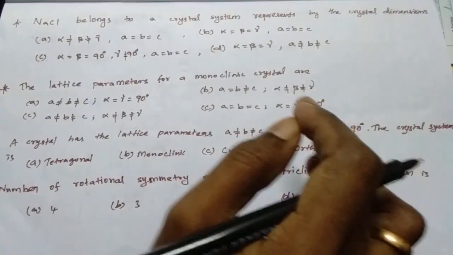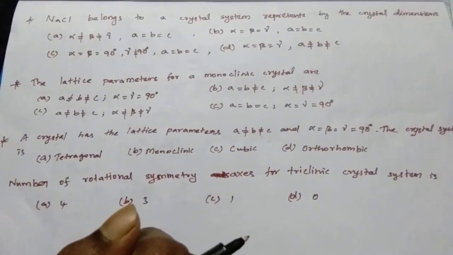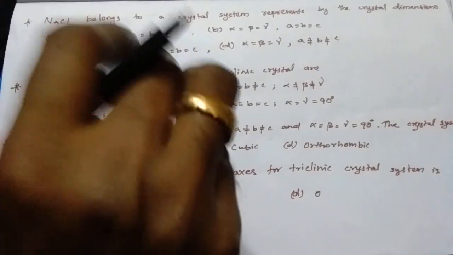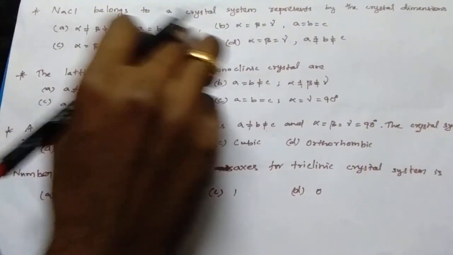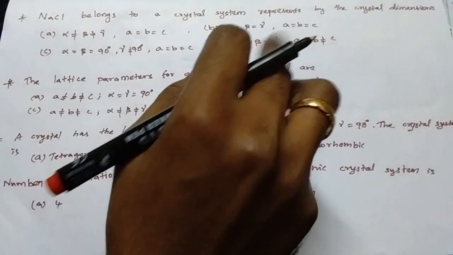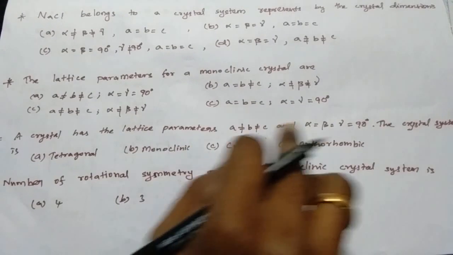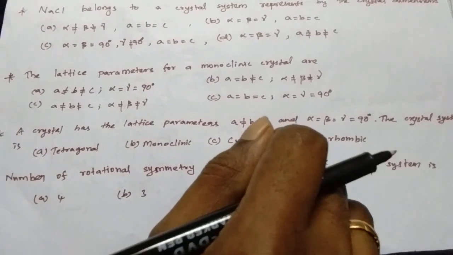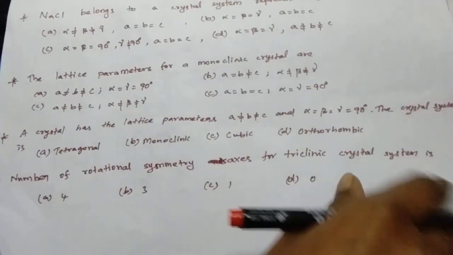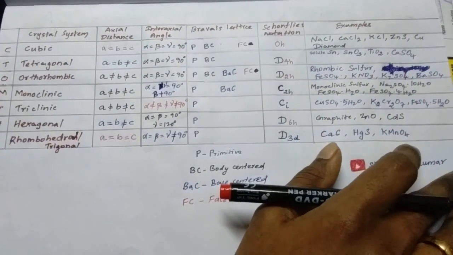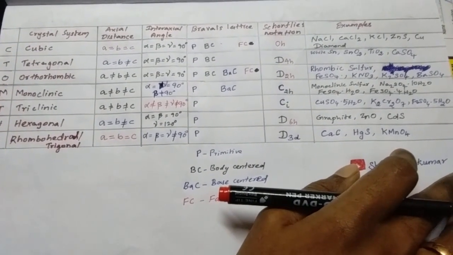These questions were asked previously in various examinations. Look at these questions. If you memorize the types of crystal systems and their parameters like distance, angle, and interaxial angle, you can answer these questions. I will show you an all-in-one table for answering these questions. This is the all-in-one table for crystal systems and their parameters.